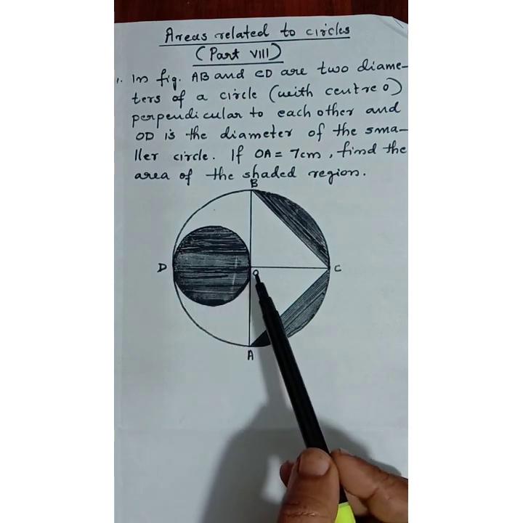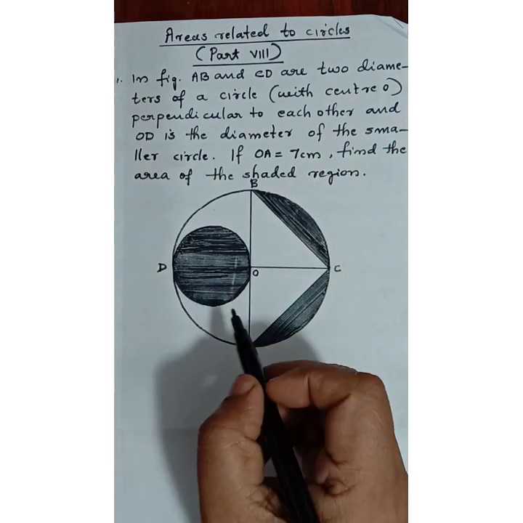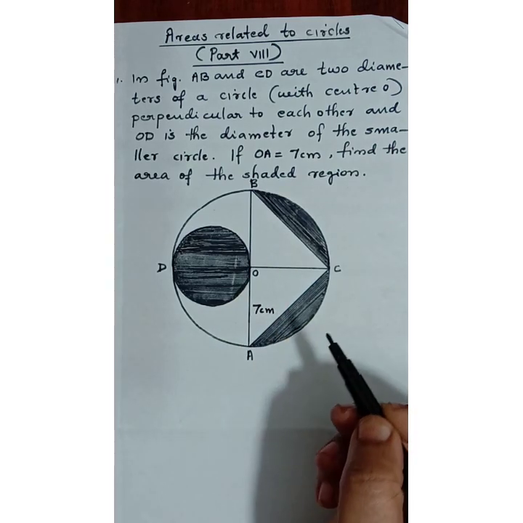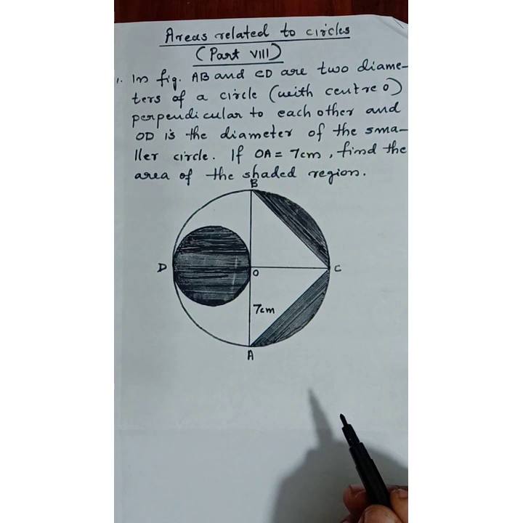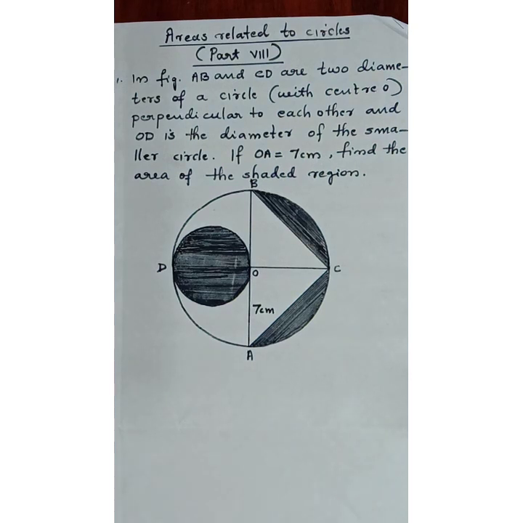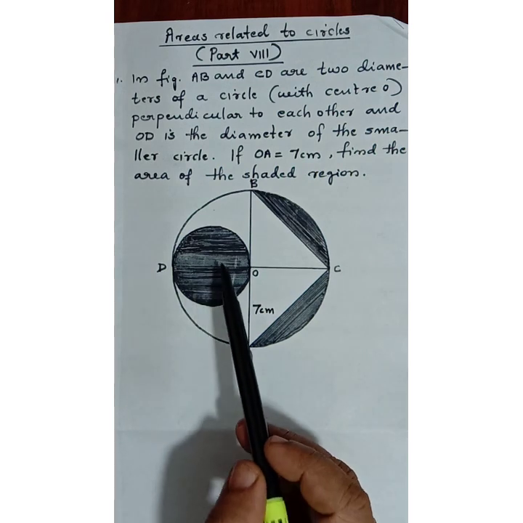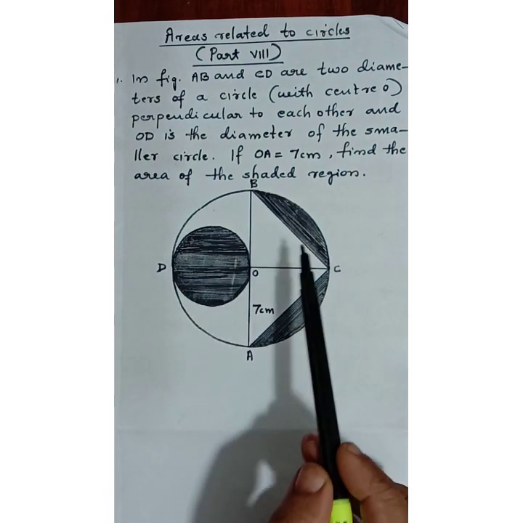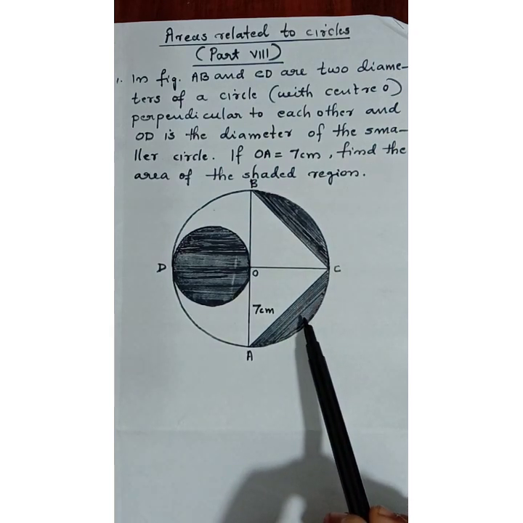If OA is equal to 7 centimeter, this length OA is equal to 7 centimeter. Find the area of the shaded region. So let us see how to find out the area of the shaded region. Here one small circle is shaded and also two segments are shaded.